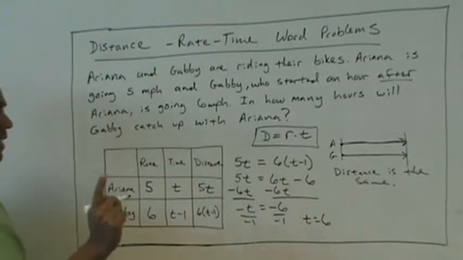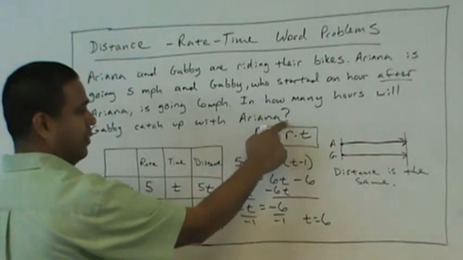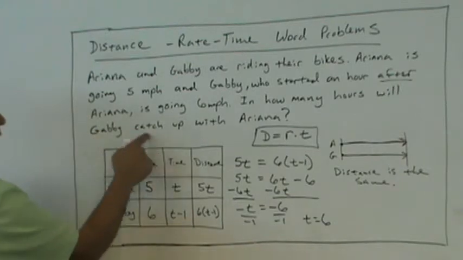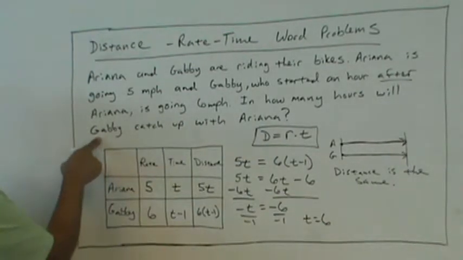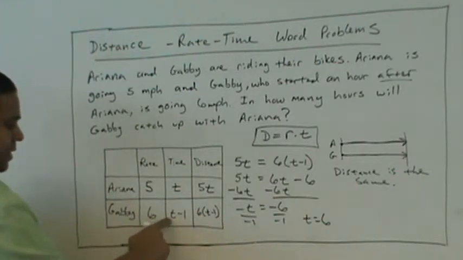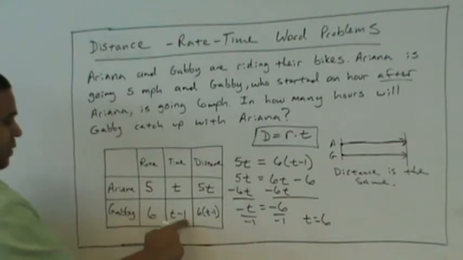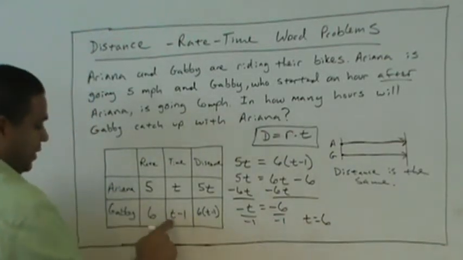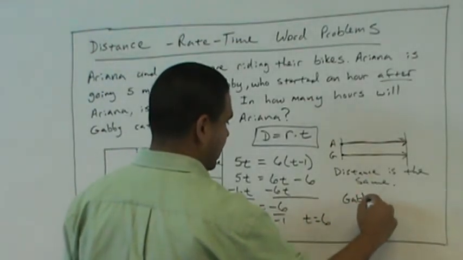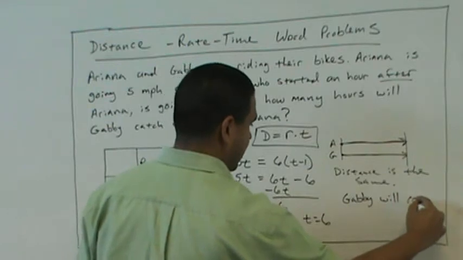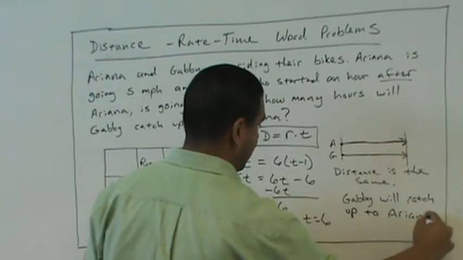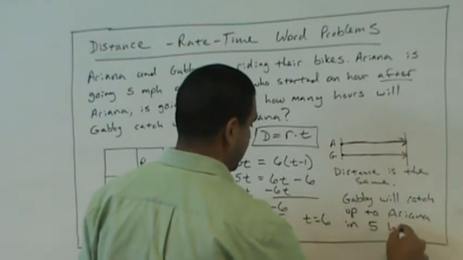Now be careful. Is that the answer? Read the question. In how many hours will Gabby catch up with Ariana? So we want to know, how long was Gabby riding for? Well, Gabby's time is t minus 1. What was t? 6. So 6 minus 1 is 5. So Gabby will catch up to Ariana in 5 hours.